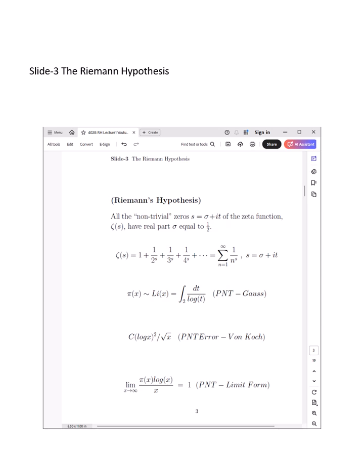Von Koch proved if Riemann's hypothesis is true, the error in Gauss's formula is less than a constant times log of x squared divided by the square root of x. For large numbers, this is a very small error. I will be using a limit form of the prime number theorem shown in the equation at the bottom of the slide. Pi of x times log x divided by x equals 1 as x tends to infinity.